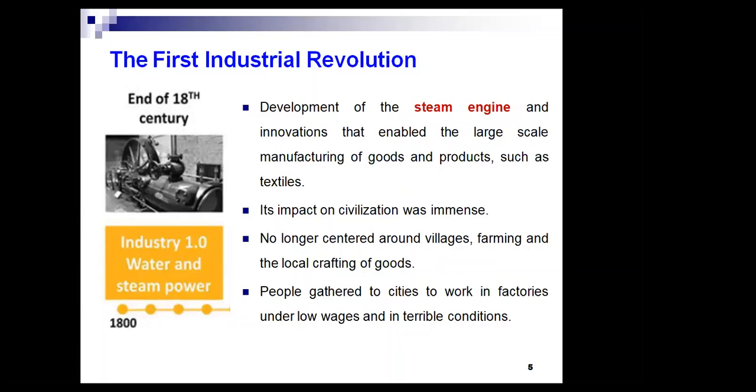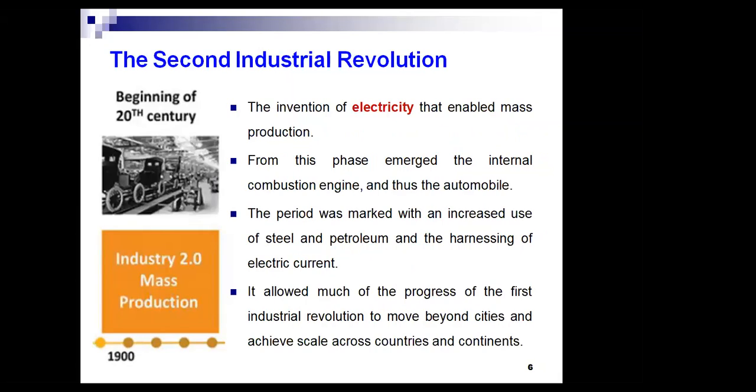So people moved from villages to factories and started working for low wages and in terrible conditions. So it is a kind of innovation moving people from one place to another, and they worked in a set factory environment. And the second industrial revolution began with the invention of electricity that enabled the mass production of products in various applications, especially in the automobile sectors.